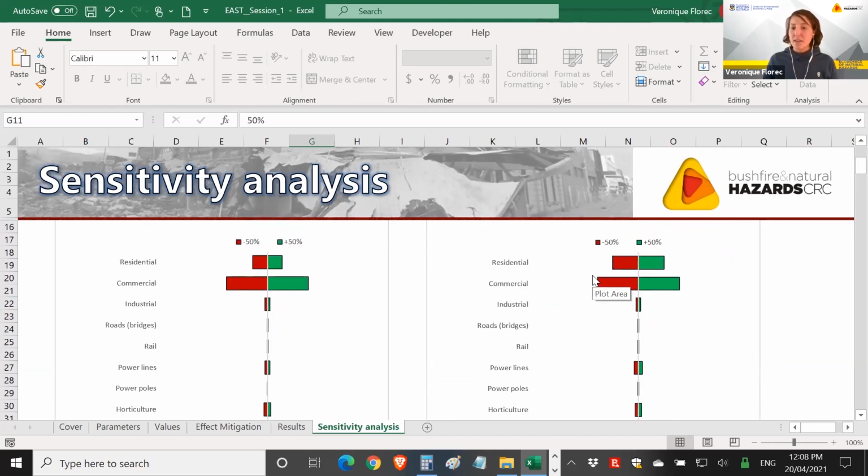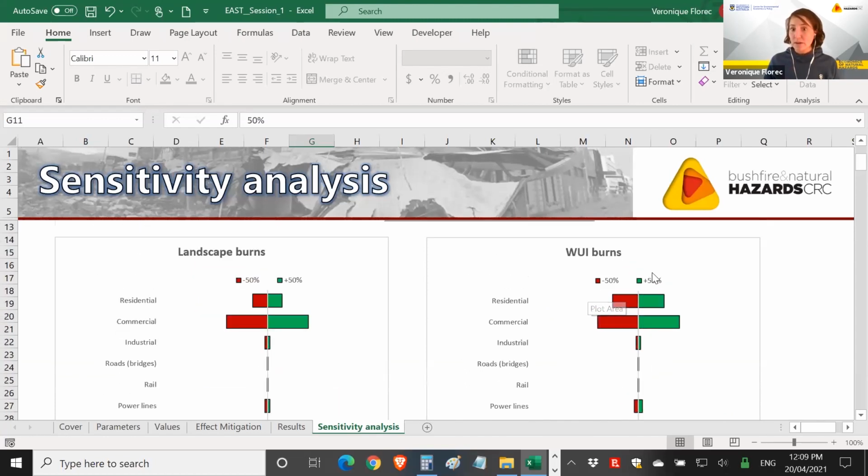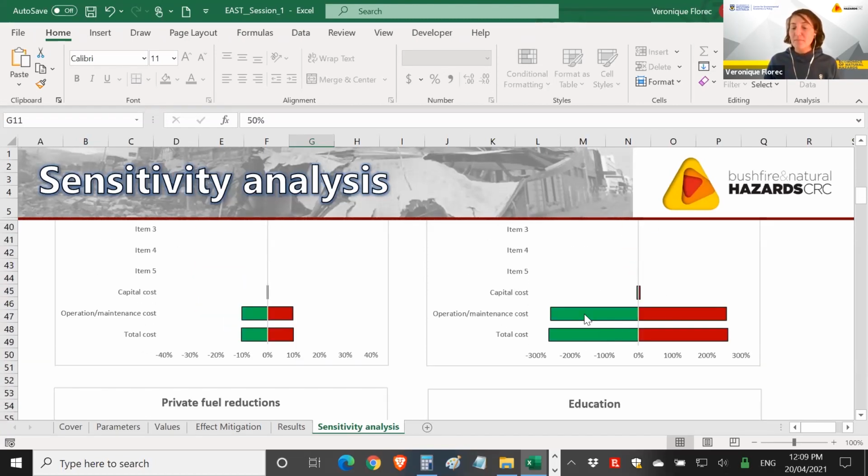So what this is telling me is that this particular strategy, wildland-urban interface, is very sensitive to changes in operation and maintenance cost. So when I increase my cost by 50%, my net present value is reduced by 257%. It's almost divided by 4. So that's a lot. If it is minus 300%, that's a big change in my net present value when I change this operation and maintenance cost.